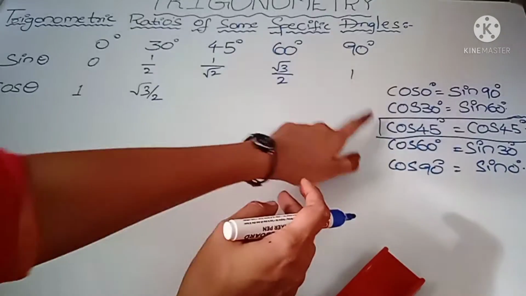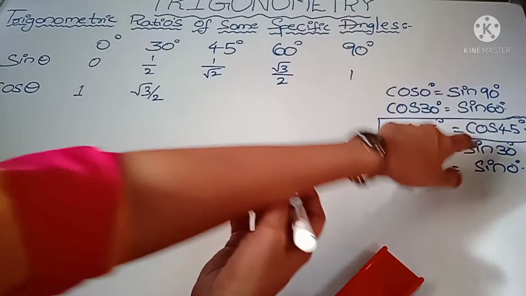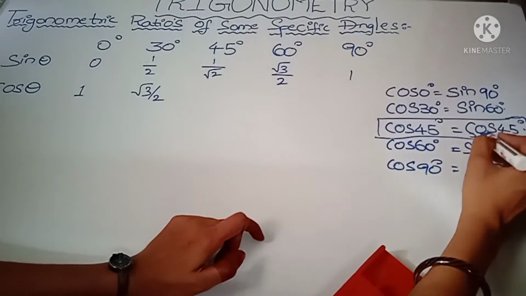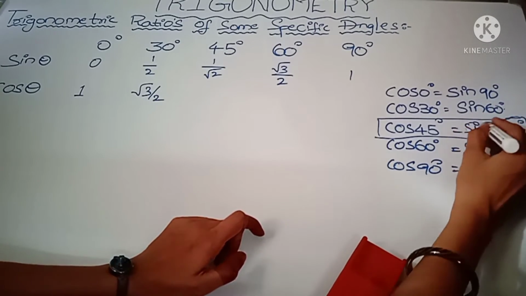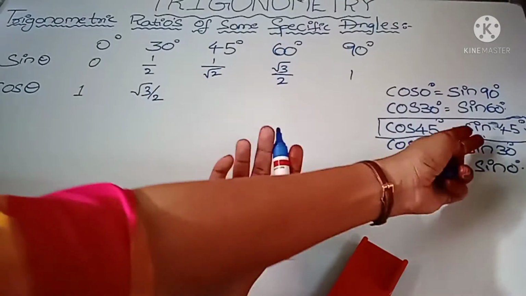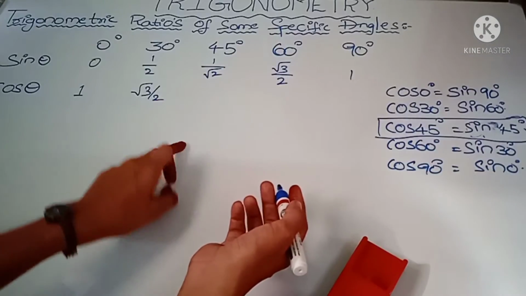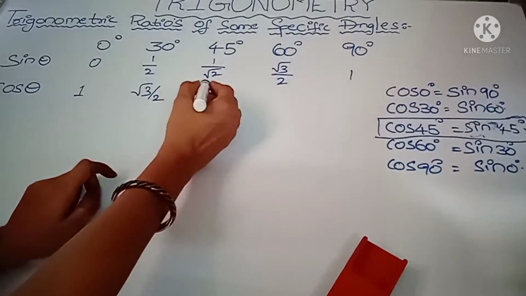Okay. See, now next one is cos 45 degrees. Cos 45 degrees is equal to sine 45 degrees. What's the value of sine 45 degrees? 1 by root 2. Then what's the value of cos 45? It is also 1 by root 2.